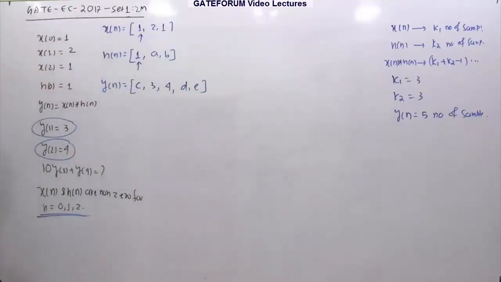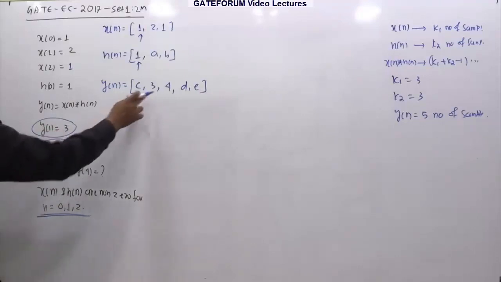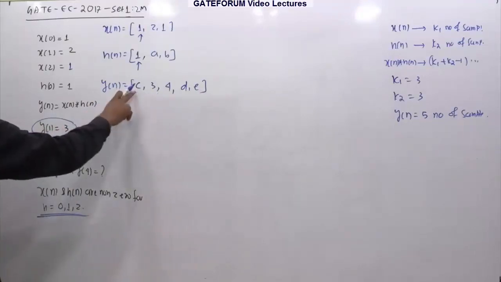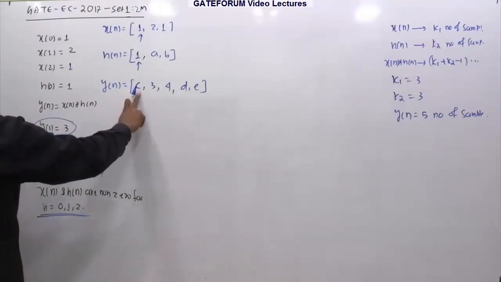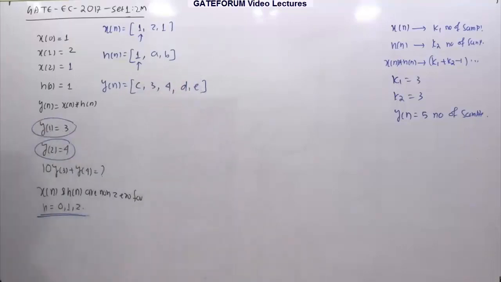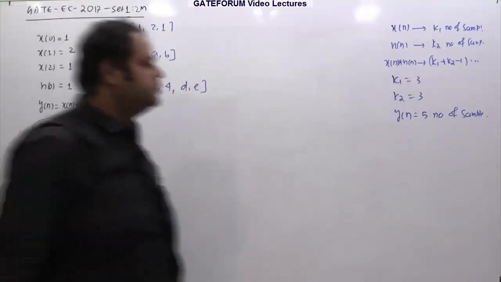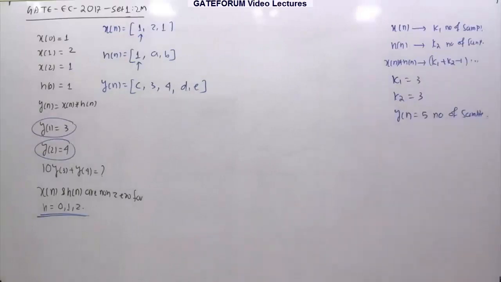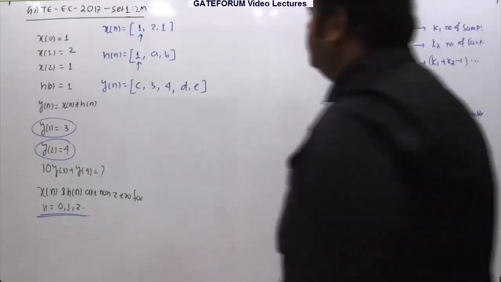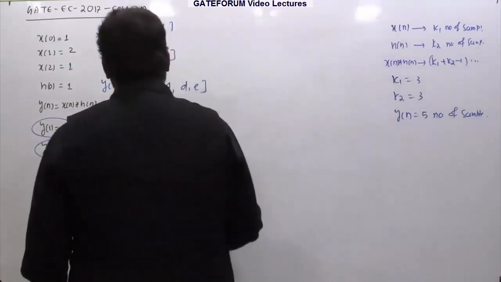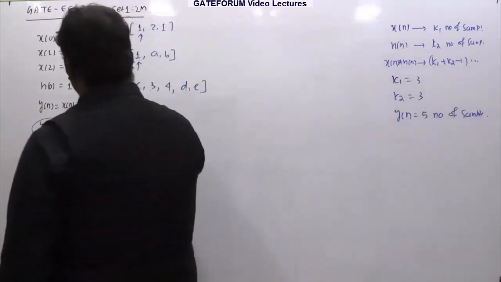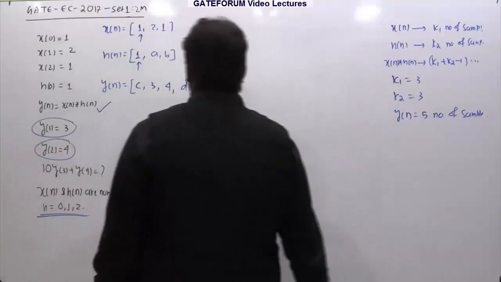So out of 5 samples, the first and second samples are given as 3 and 4. The 0th sample I have let be C, and the 4th and 5th samples I have let be D and E. So this is the case now. How do we address it? It is also given that y of n is x of n convolved with h of n. So what can I do then?